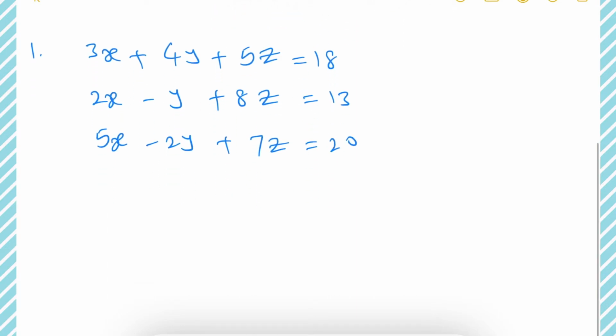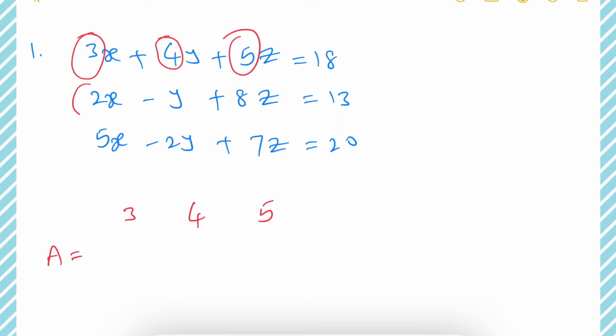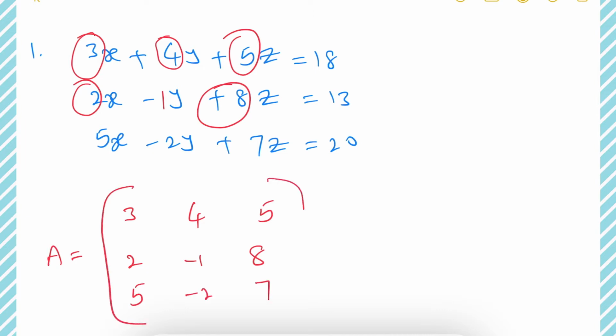Now I will take this problem and solve for x, y and z values by using Cramer's rule. For that, first of all, we need to create matrix A. That is nothing but writing all the coefficients of x, y, z. Here the first x coefficient is 3, y coefficient is 4, z coefficient is 5. Second equation, x coefficient 2, y coefficient minus 1 and z coefficient 8. The same way from the third equation, x coefficient 5, y coefficient minus 2 and z coefficient is 7. So this is matrix A.